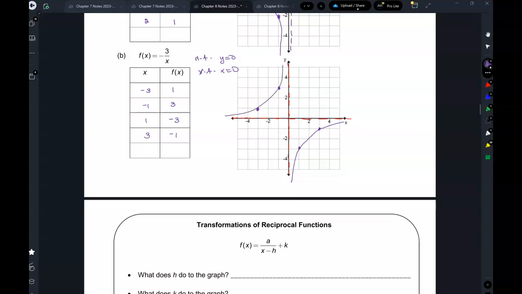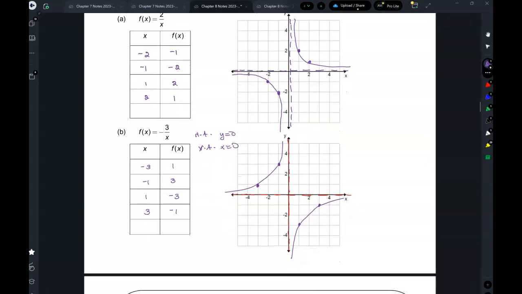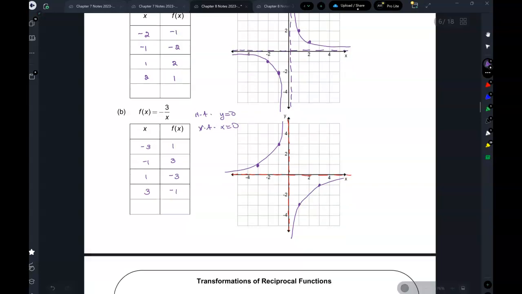Okay? So do you see how this is a reflection? Because on the first one, the right-hand side was above the x-axis, and now it's below. But notice, when we went from 2 over x to 3 over x, there is also a little bit of a vertical stretch, right? And you can physically see that it's less curvy, right? That's the vertical stretch.